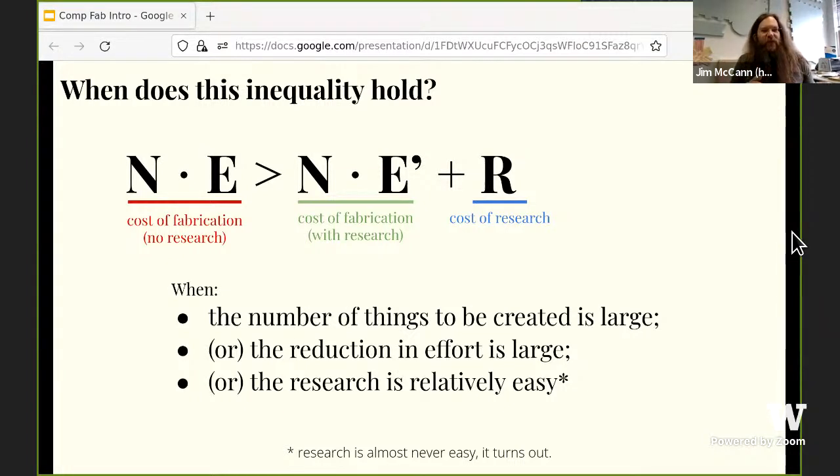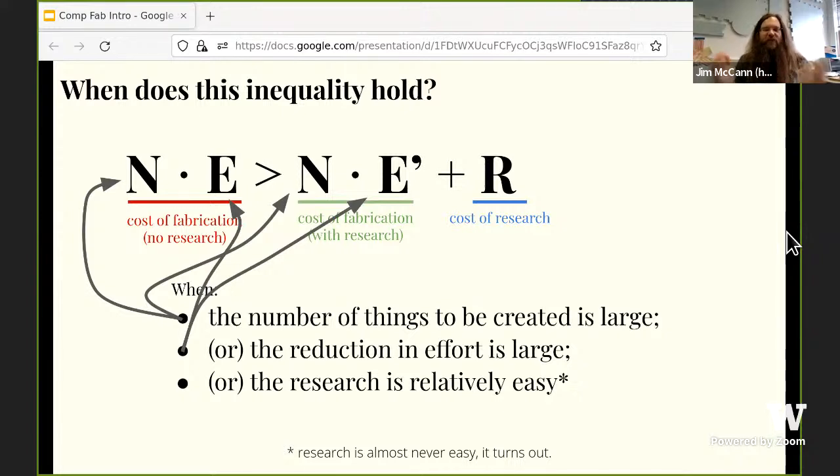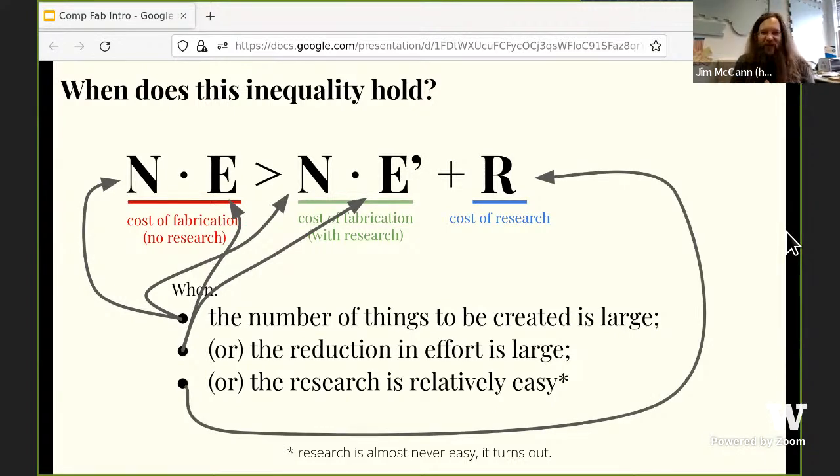So just some very simple observations about when this inequality is likely to hold. Well, if the number of things to be created is large, then any small incremental improvement in effort will, of course, have a big benefit. And if the reduction in effort is large, then even for a small number of items, this inequality will still hold. And of course, if the research were easy, this inequality would hold. But I think, as we all know, the research is never easy.